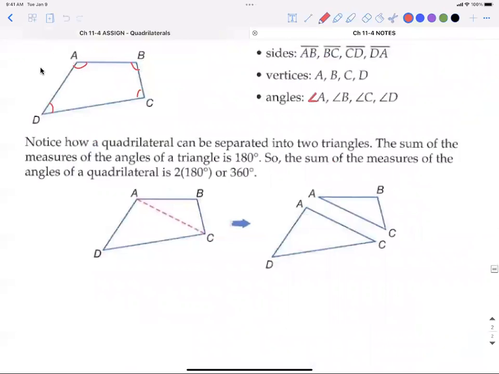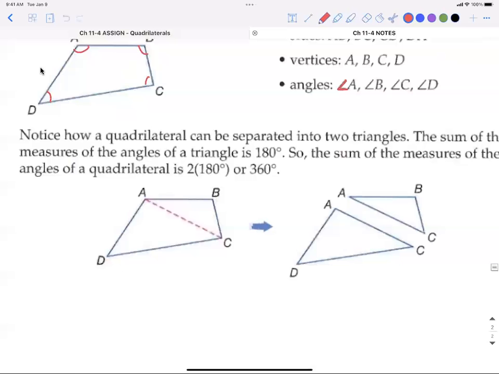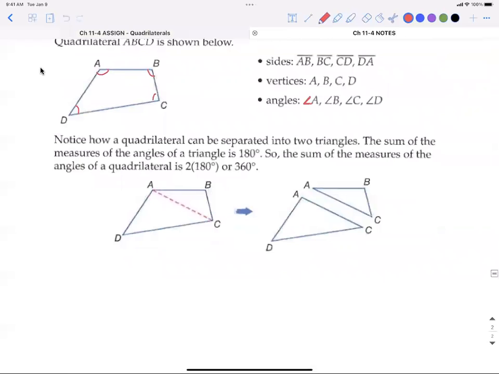When you bisect a quadrilateral, like this one here, with that red dotted line, it does actually create 2 triangles. And we know from earlier this week that the interior angles of a triangle equal 180. Well, because a quadrilateral can be separated into 2 triangles, the interior angles would be 180 plus 180. Therefore, the interior angles of a quadrilateral equal 360 degrees, which we already mentioned up top.